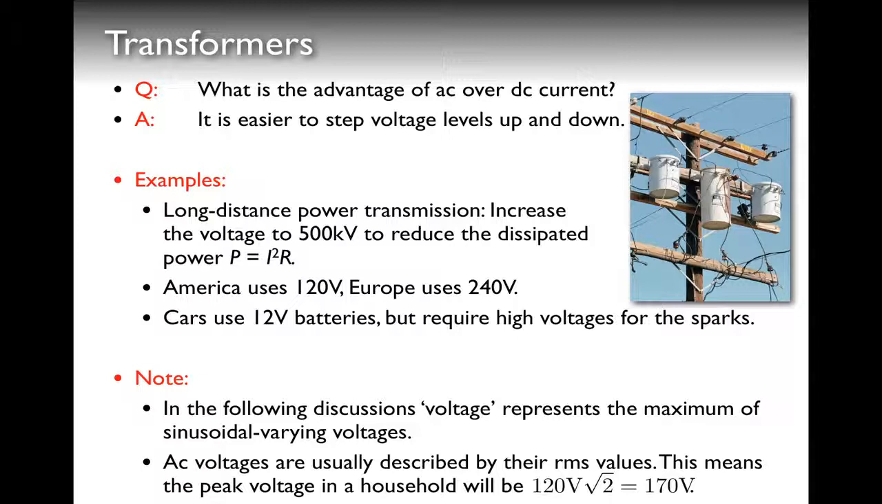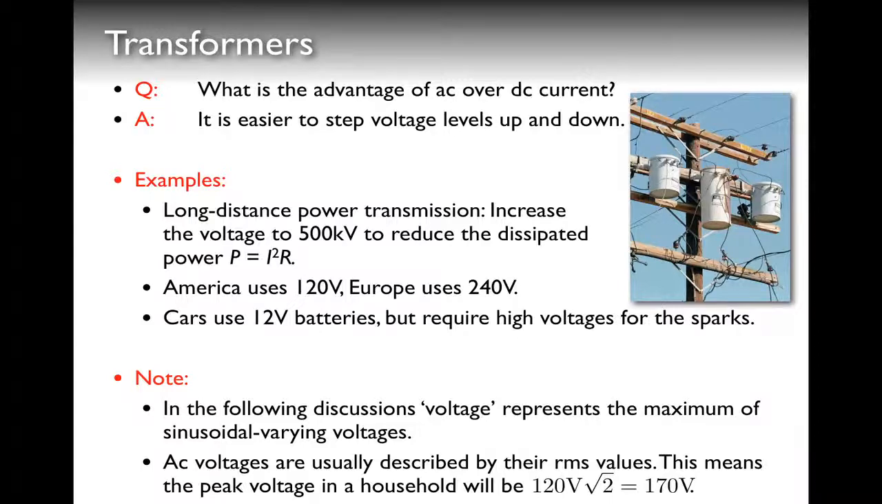I would like to emphasize that in the following discussion, voltage just represents the maximum of a sinusoidal varying voltage. In reality, and as we will see in the next chapter, these voltages that you get fed by an AC source actually oscillate harmonically with time, meaning that at any point in time the value can be somewhere between two maxima. Now, AC voltages are usually described by the root mean squared or RMS values. This means that the peak voltage in a household will be 120 times square root of 2 volts, which means that the peak value of what actually comes out of the wall is 170 volts.